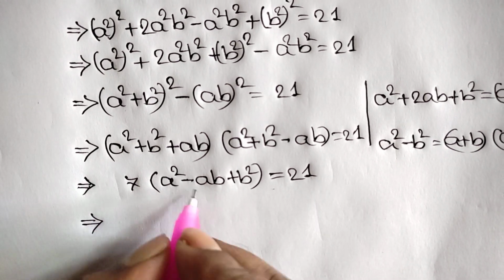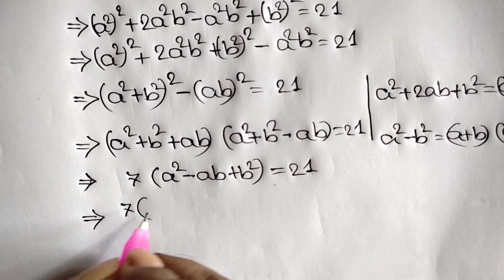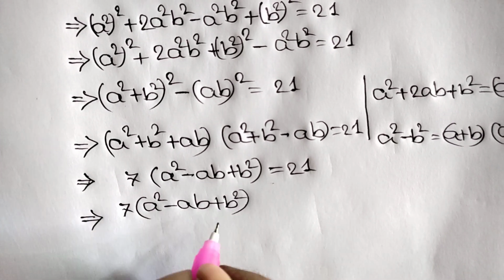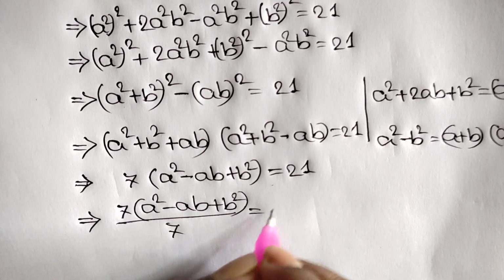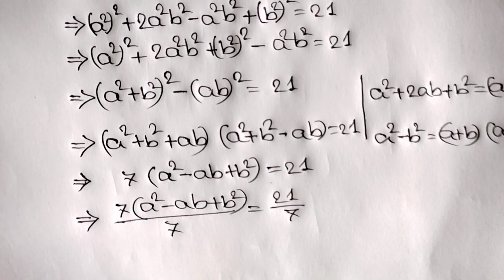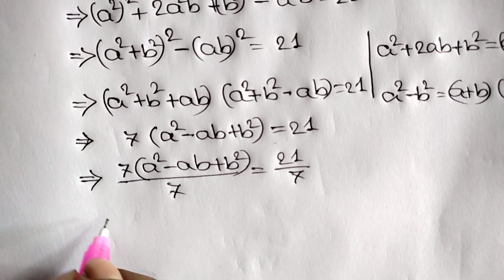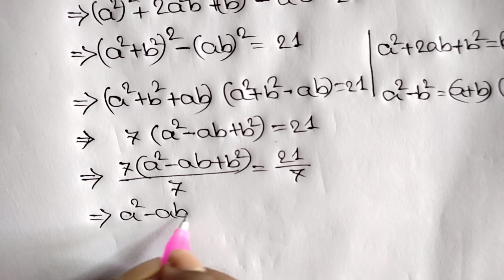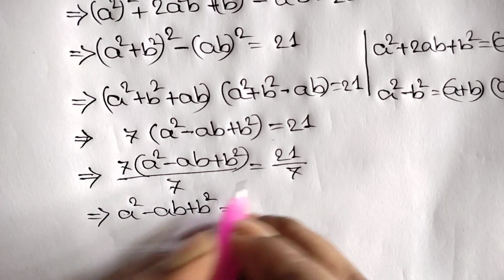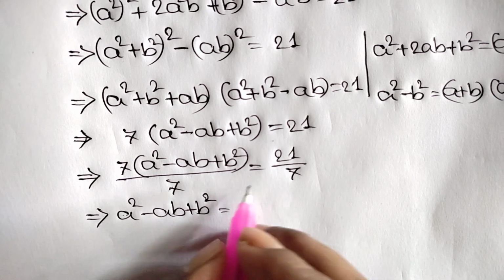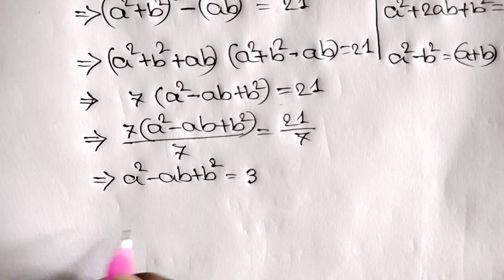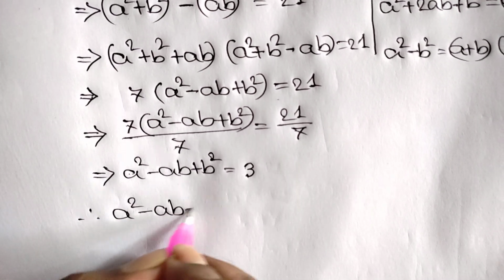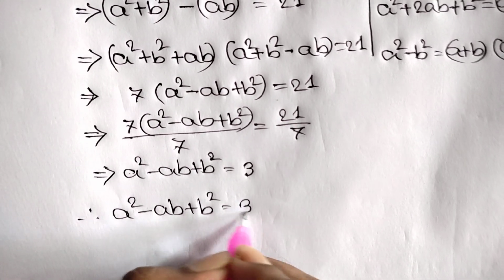Dividing both sides by 7, we can write 7 times a square minus ab plus b square over 7 is equal to 21 over 7. This 7 cancels out this 7, so it will be remaining a square minus ab plus b square is equal to 21 divided by 7, which is equal to 3. So finally the value of a square minus ab plus b square is equal to 3.